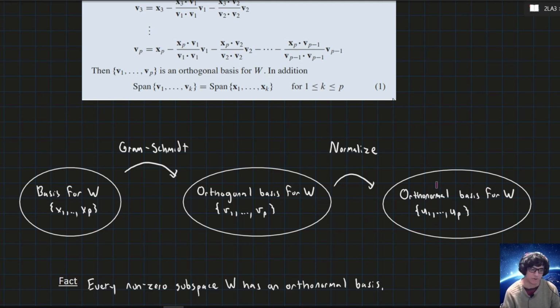So what can we say in the end? Every non-zero subspace W has a basis. And since we can always do this procedure, we can always create an orthonormal basis for W.